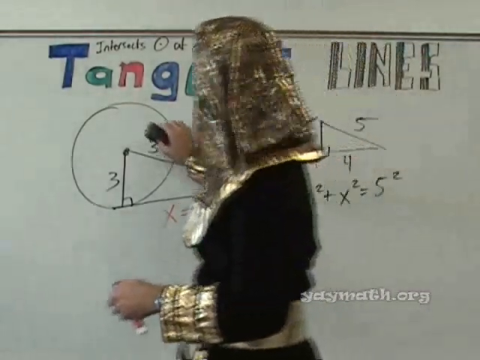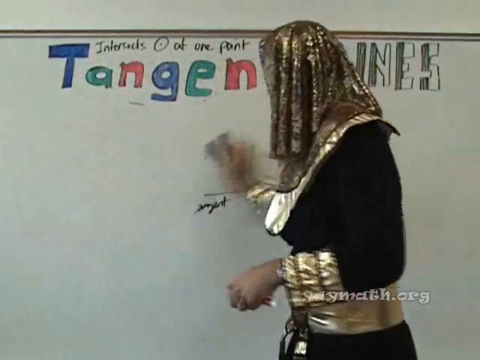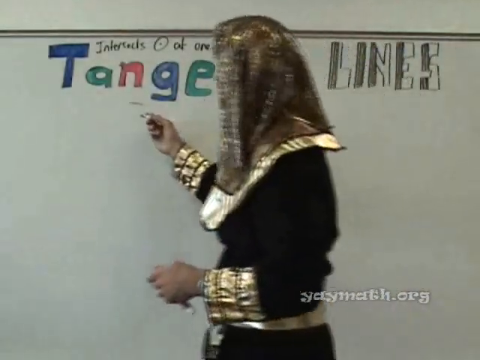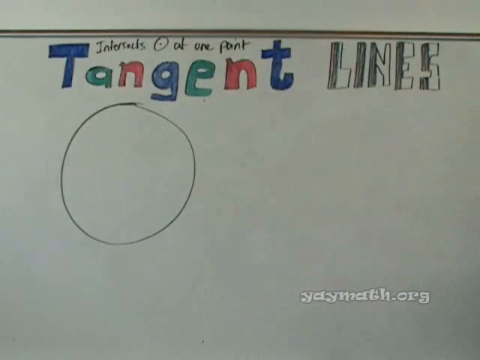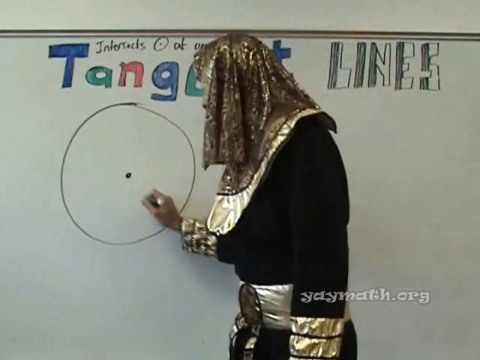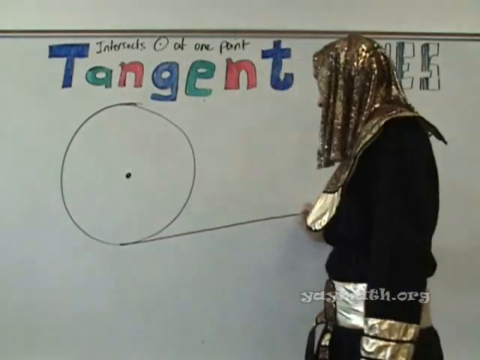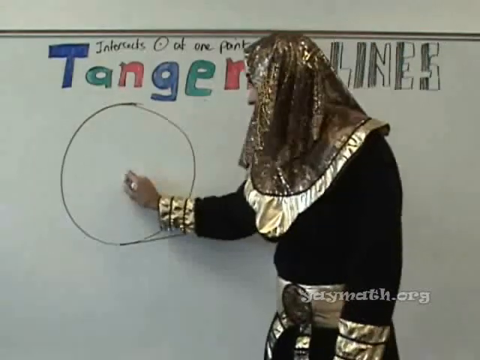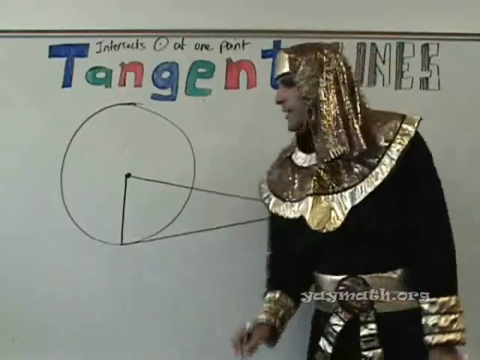Let's do another. Oh, perpendicular radius, I erased it. Okay, another circle. Tangent line. And then you have the radius. Who can give us the rule?